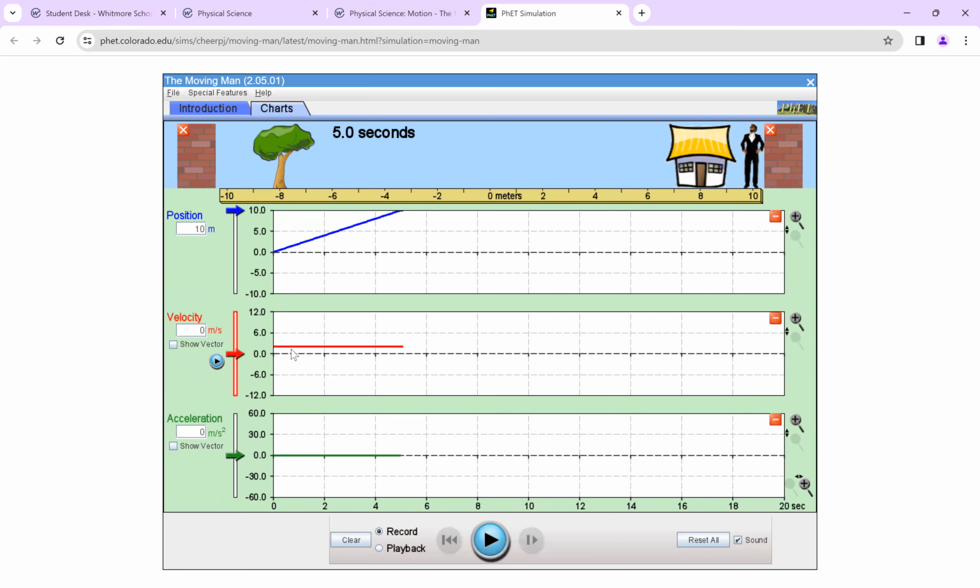Okay, so is the velocity above or below the x-axis? Above. Okay, so keep that in mind. Now we're going to put the man back in the middle. And we're going to change him to minus 2 meters per second. Notice he switches to the other side. And we'll let him go for 5 seconds.